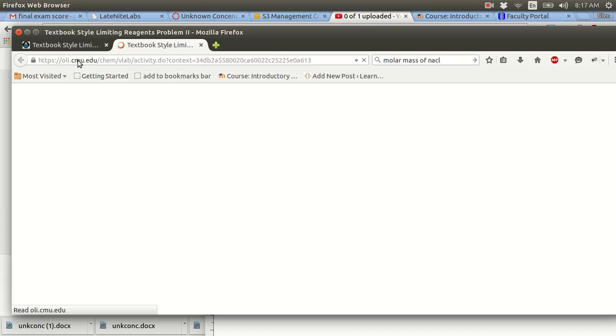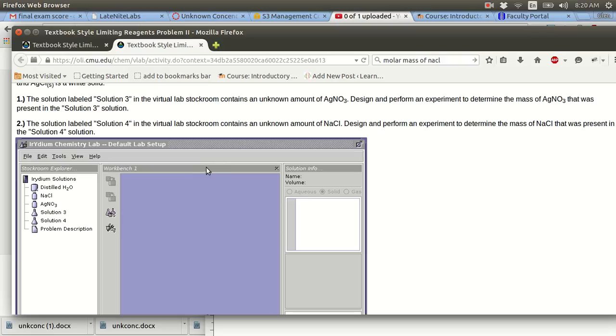You're going to need to do this on Firefox because it needs to use Java, and Chrome doesn't really use Java very well these days. It's going a little slow for me here, so I will pause the video until the thing loads up and I'll come back. Okay, the loading has finished. I'm ready to help you now.